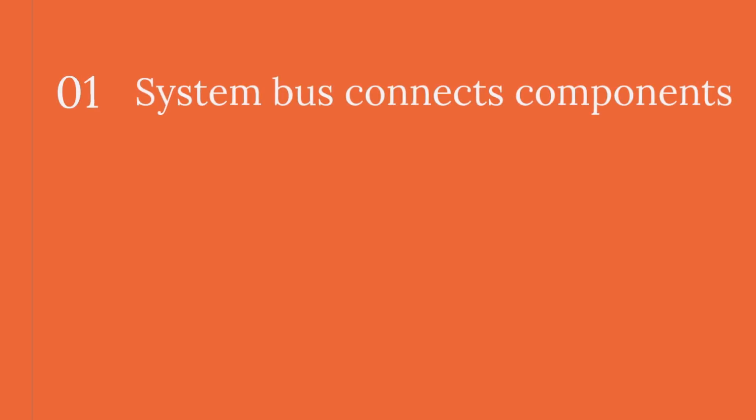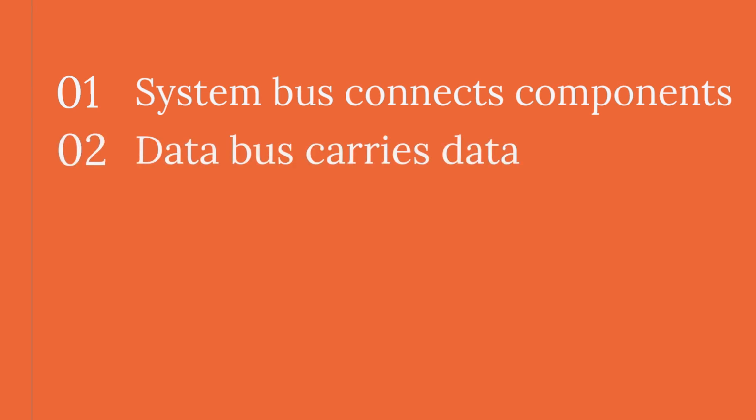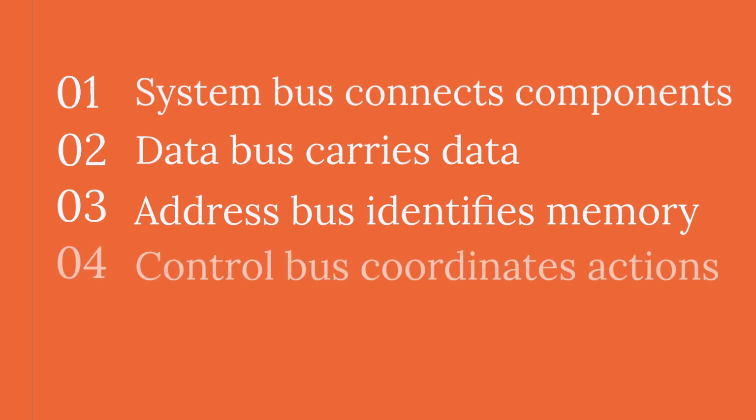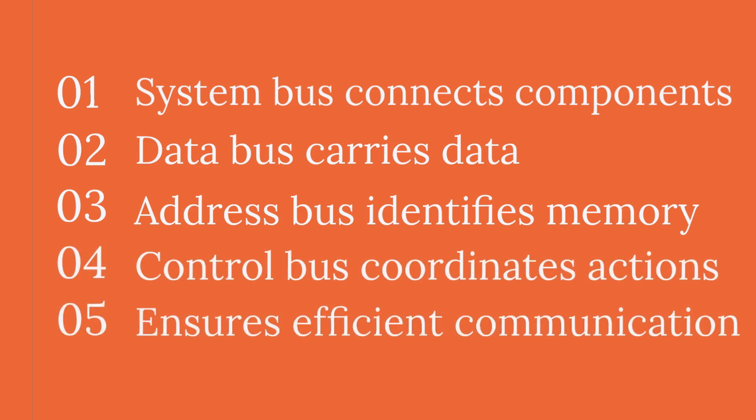The system bus connects all components. It transfers data, instructions, and control signals. The data bus carries data, the address bus identifies memory locations, and the control bus coordinates actions. Together, they ensure efficient communication. This prevents conflicts and maintains system stability.